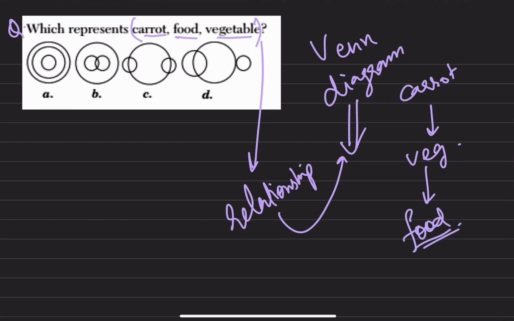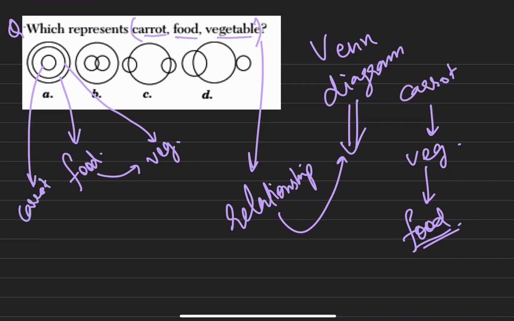According to the options, let's see A. The bigger circle, the first circle, would be food. Inside that we have vegetables, the second circle. And the third circle would be carrot, because carrot comes under vegetables and vegetables come under food. So option A is the correct option. The other options would be wrong, and you can easily find it out. Just try to reason it out on your own. But option A is the correct option.